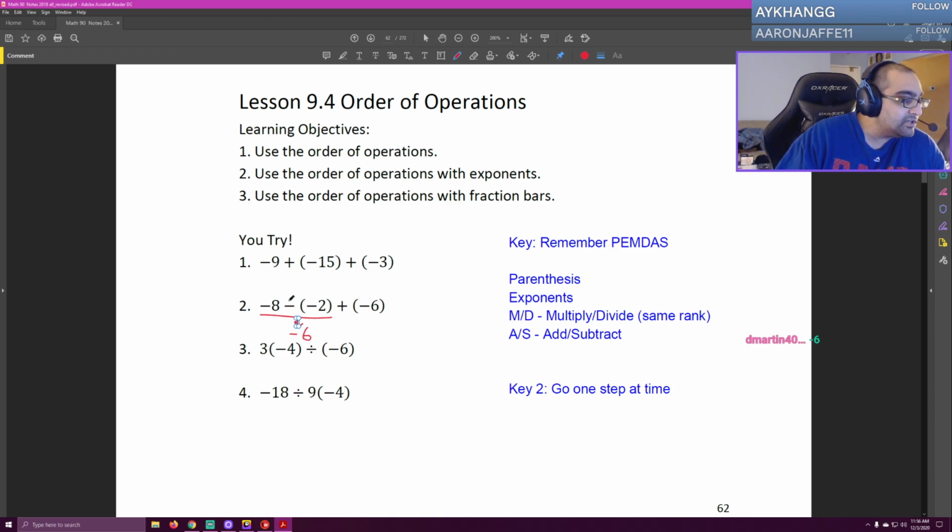So here, you can change -2, that becomes a positive. Both of those signs become positive. They become -8 plus 2, sorry. And so here we get -6 as a result.